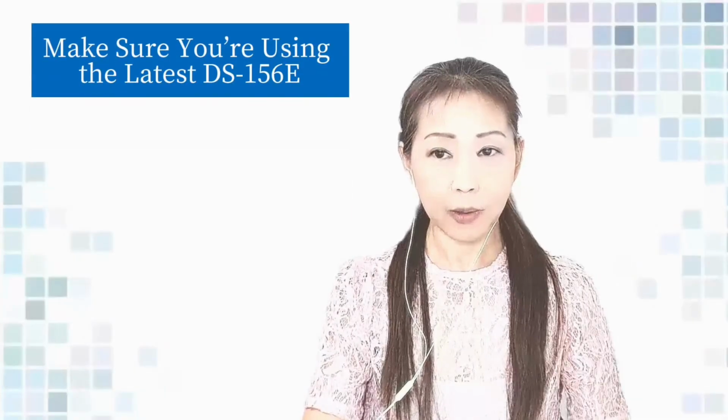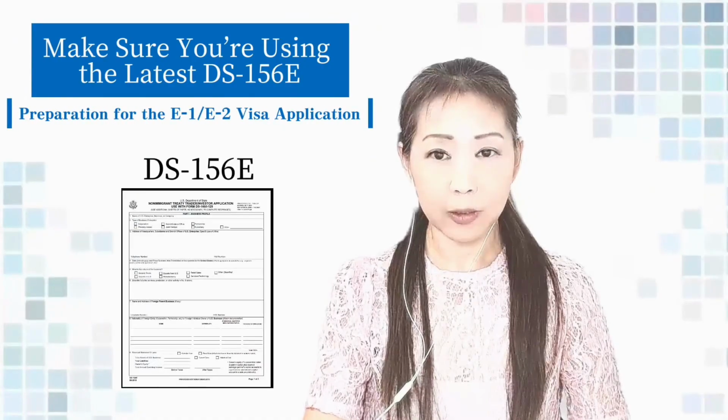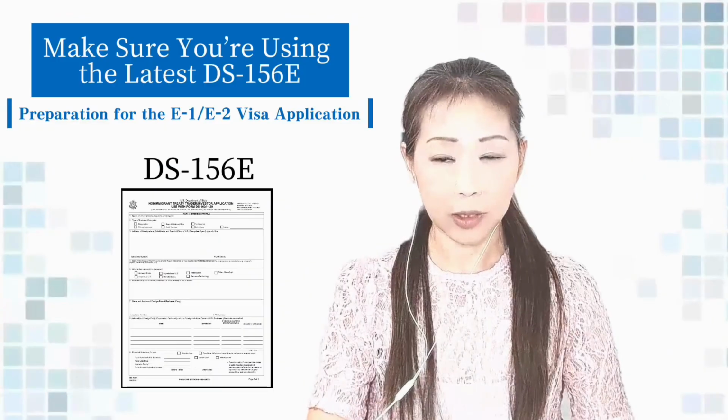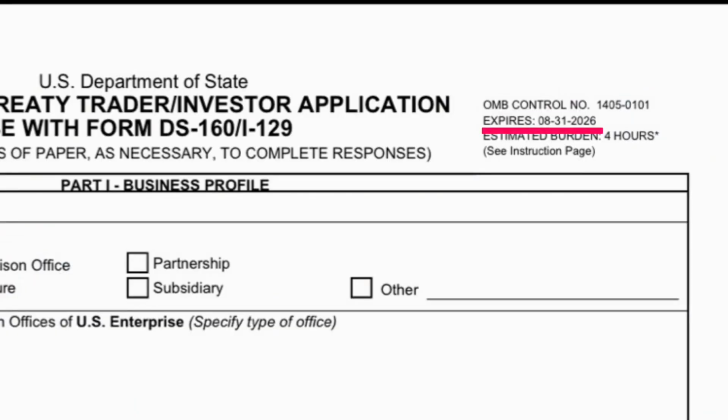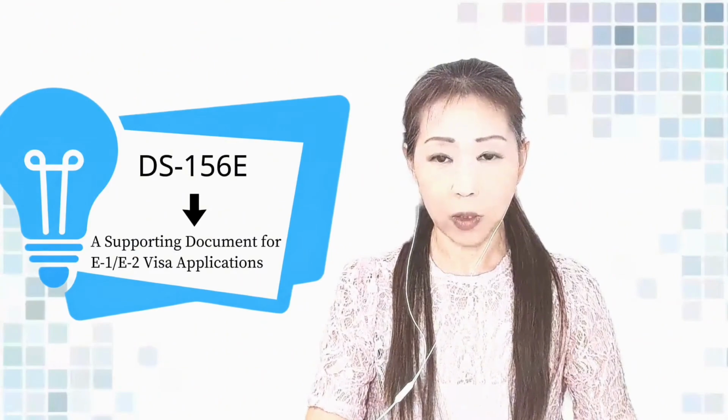If you are preparing an E-1 or E-2 visa application, it is a good idea to take a moment to check which version of Form DS-156E you are using. The latest version currently shows an expiration date of August 31st, 2026. Form DS-156E is an important supporting form for E-1 and E-2 visa applications.